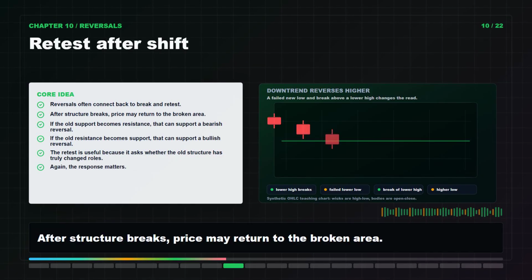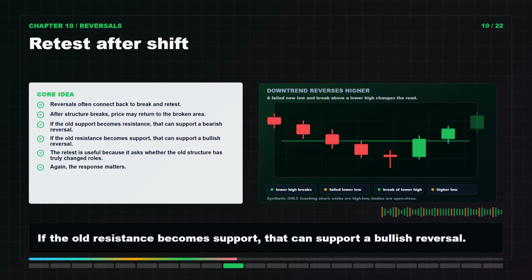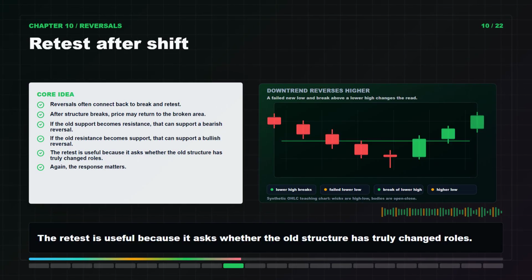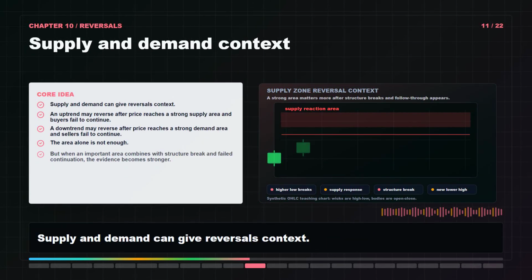Reversals often connect back to break and retest. After structure breaks, price may return to the broken area. If the old support becomes resistance, that can support a bearish reversal. If the old resistance becomes support, that can support a bullish reversal. The retest is useful because it asks whether the old structure has truly changed roles again. The response matters.